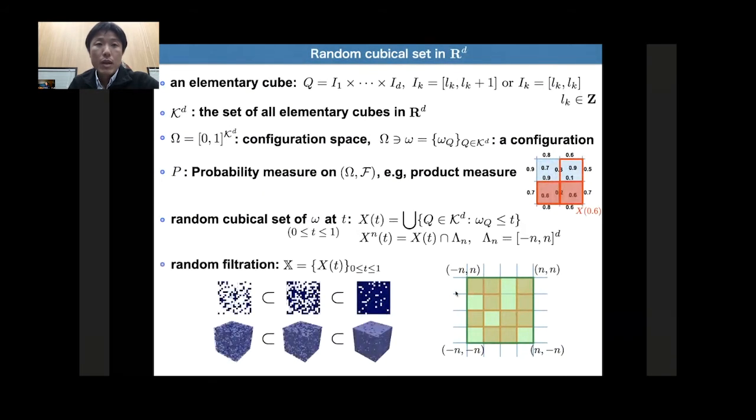And furthermore, by changing the threshold time t, we naturally get a random filtration of cubical sets. Yeah, so this is our setting. So I'd like to emphasize that n in my talk here means a finite restriction of our original cubical set or our random filtrations. Let's recall that.